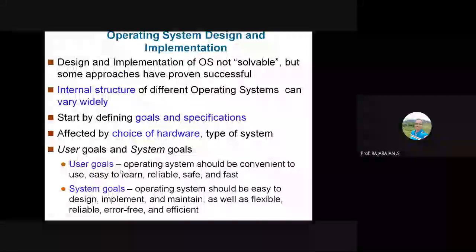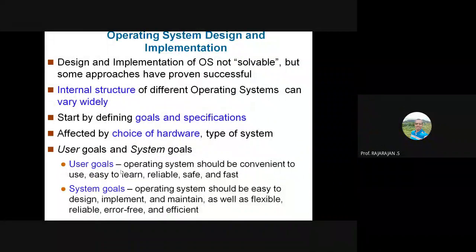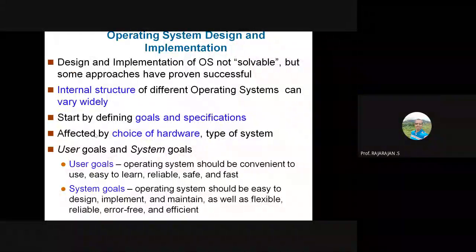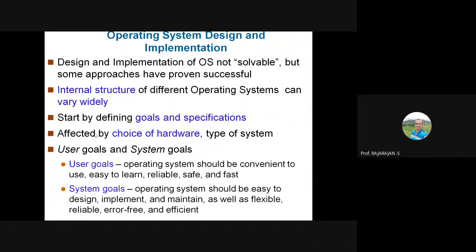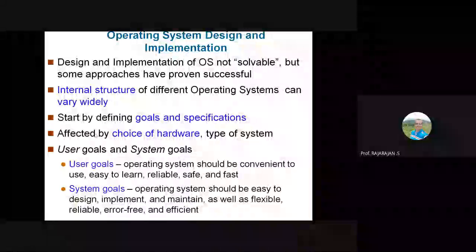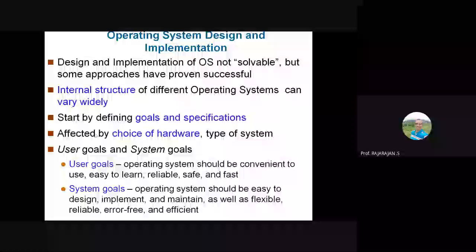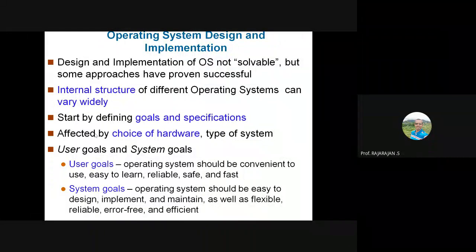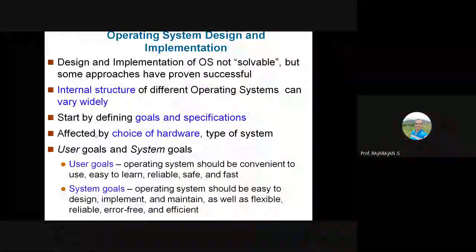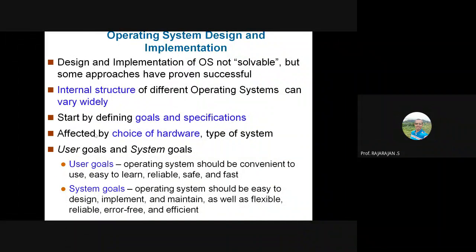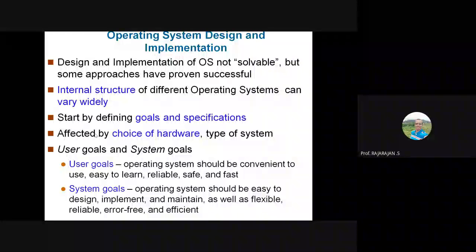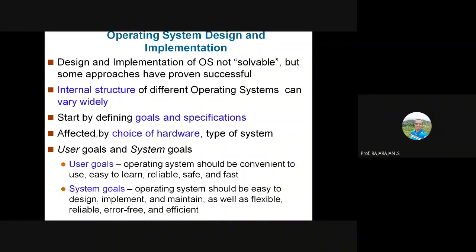The next is operating system design and implementation. So the operating system design is a very complex task. It involves step-by-step implementation. Following the various steps properly leads to a successful OS design. You first start by defining the goals and specification. That is the first task, identifying the goals of the OS and also the specifications. The goals may be classified into two types: user goals and system goals.